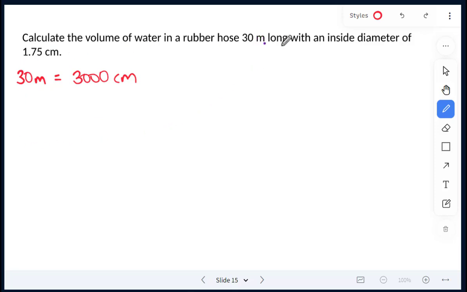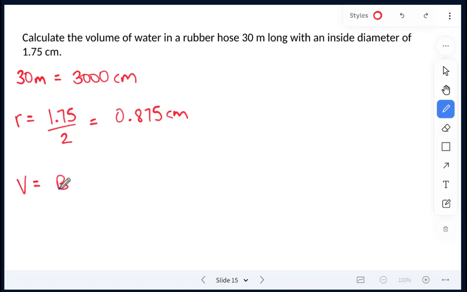We also have to figure out our radius. Our diameter is given, so our radius is 1.75 divided by 2. That gives me my radius of 0.875 centimeters. All right, now we could go ahead and calculate the volume.